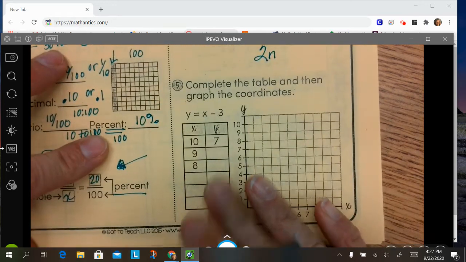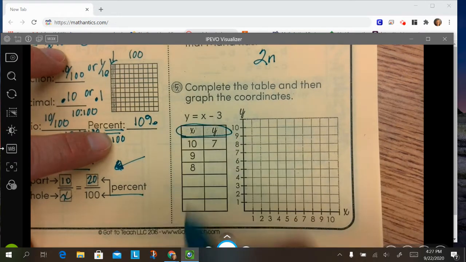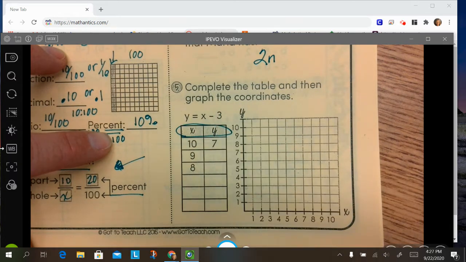All right, the next one is a table. X and Y are always in this relationship, all right? They always have this relationship going on. And this is the key to the relationship: Y equals X minus 3, all right? That's how they make the relationship work.